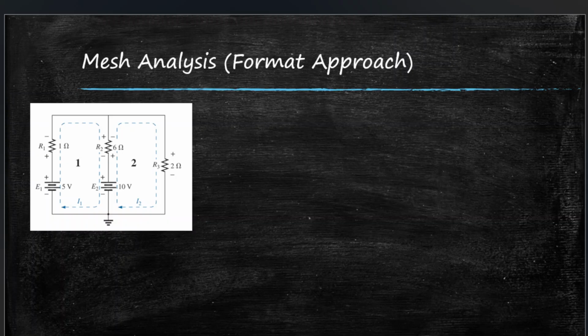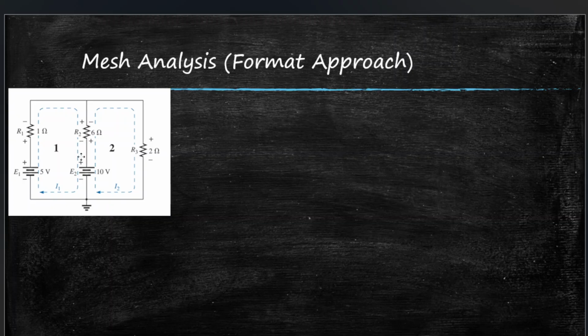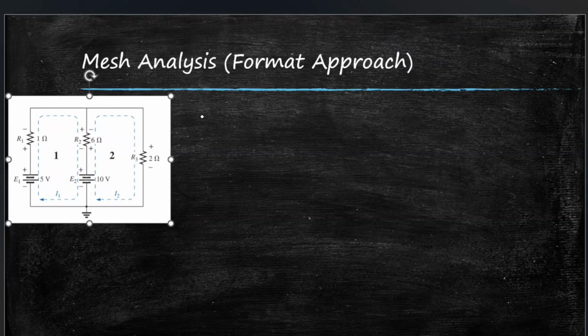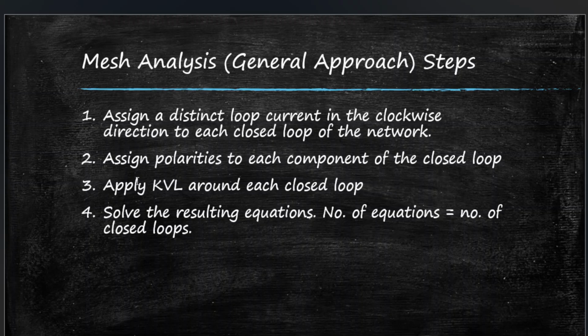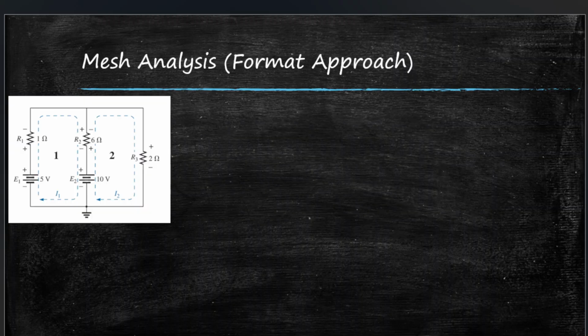Now we have the mesh analysis format approach right here. Okay, now the format approach, like I said before, is basically a shortcut for mesh analysis. So step 1 and step 2 are the same as the general approach up here. So first we assign a distinct loop current and then assign polarities, which are already done here. Now we will apply KVL, but in a different way. So instead of making two separate equations, we can make two equations at once.